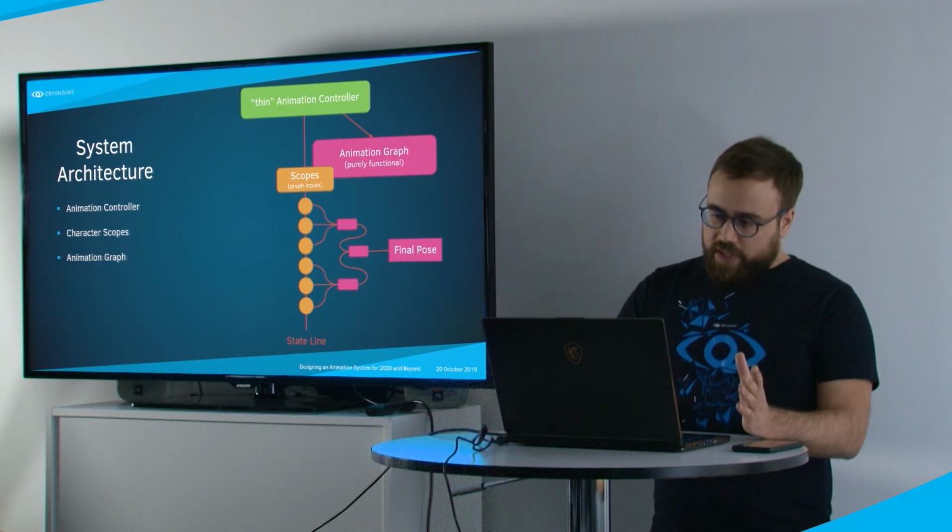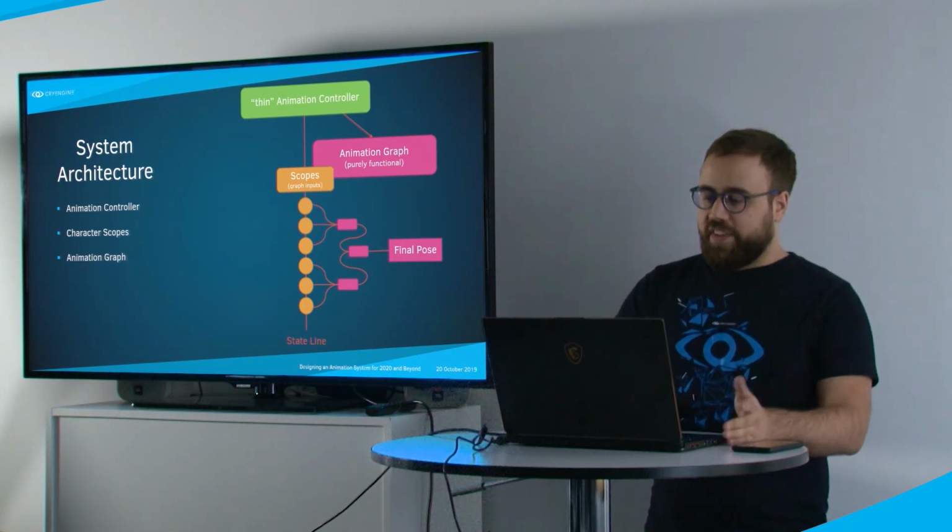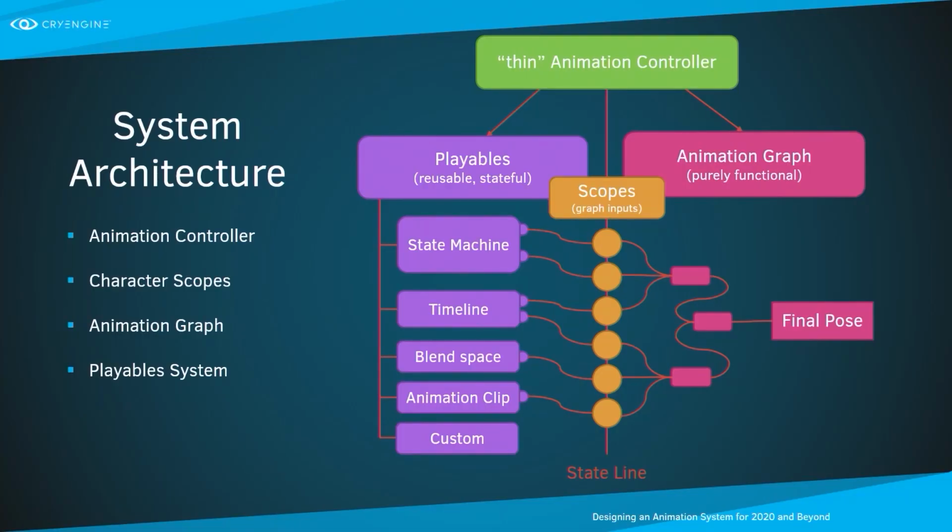All right, so then we need to look at the left of the state line. And this is where the generic playable system comes in. If the animation graph is purely functional, is free of state, the playables encapsulate all of the stateful logic of our computation. So the playables are generally just pose producers. They're just objects that can produce either poses or a stream of poses or parameters, and they encapsulate all of the stateful logic of our computation.